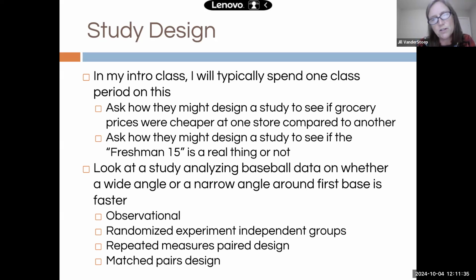But I would pose these 2 questions to start off with. I would ask, how might you design a study to see if grocery prices were cheaper at Meijer versus Walmart? So I'm sure many of you are familiar with Walmart, but maybe not Meijer. But in West Michigan, everybody is familiar with Meijer because that is kind of a household name around here. And another question that I would ask them to design a study to answer would be to see if the freshman 15 is a real thing or not. So I would go around and have them, as they're discussing at their tables, guide them to some different study designs.